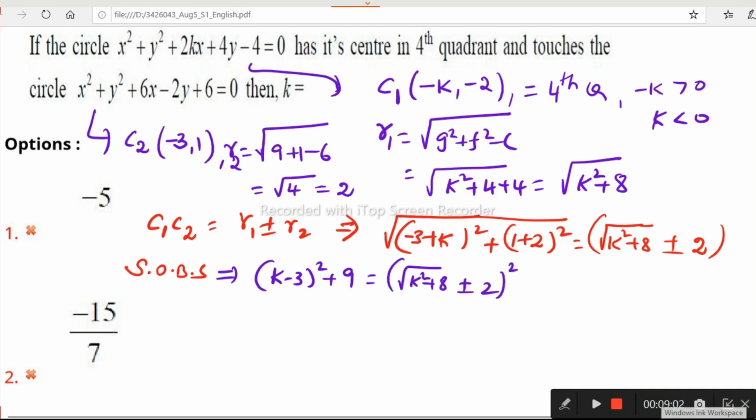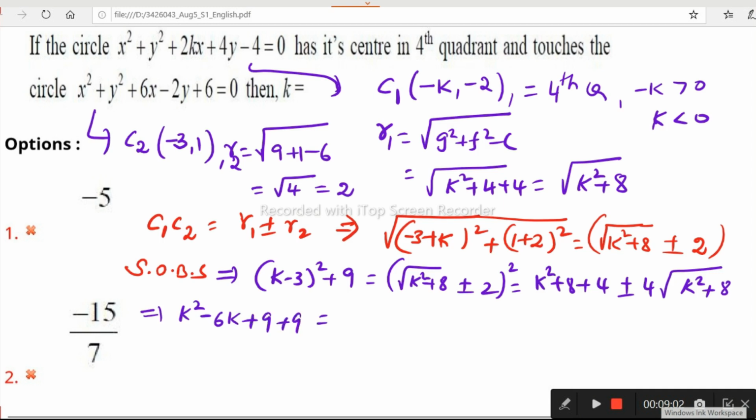You know a plus b whole square or a minus b whole square, a square, that is k square plus 8, plus b square, that is 4, plus or minus 2 into 2 root over k square plus 8. Again further simplification: the left side, k minus 3 whole square, that is k square minus 6k plus 9 is there already. Next, k square plus 8 plus 4 is 12 plus or minus 4 root over k square plus 8. Now k square cancels. Now what is left over? Left side minus 6k, 9 plus 9 is 18.